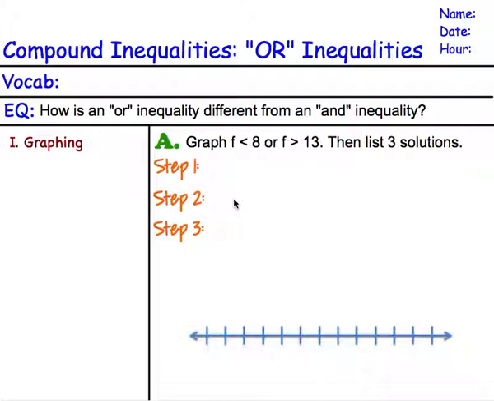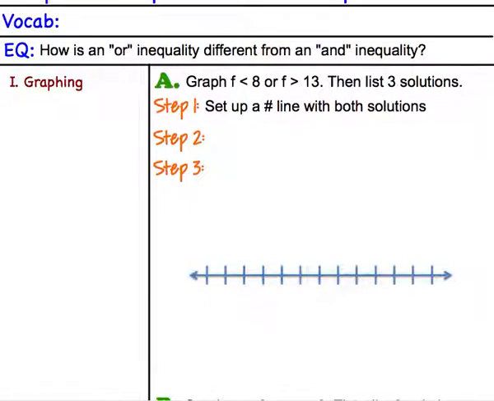So we've got here graphing f is less than 8 or f is greater than 13, and we want to list those solutions. So step one is going to be to set up a number line with both solutions. If we go ahead and do that, I've got here 8 and 13, so I'm going to put 8 here, 8, 10, 12, 14, obviously we have 9, 11, and 13 in between.